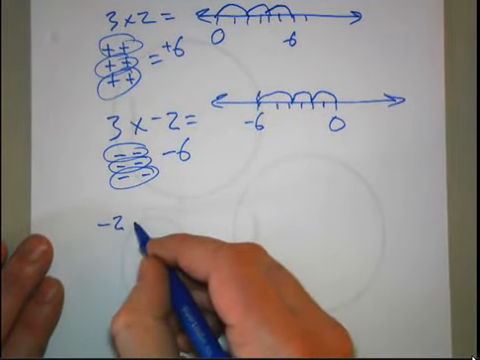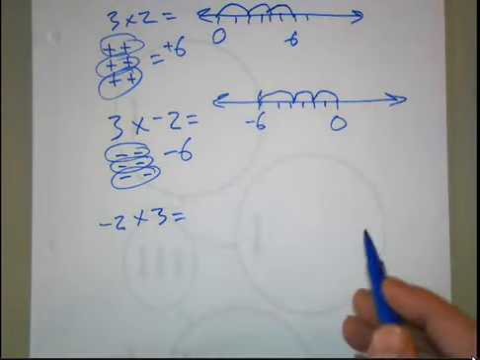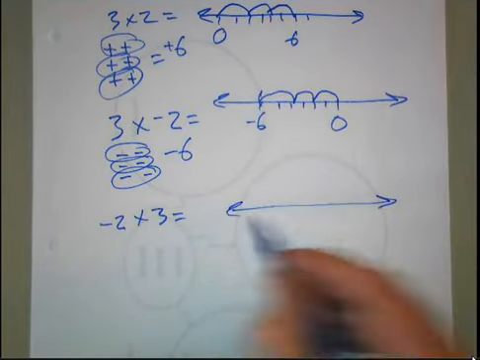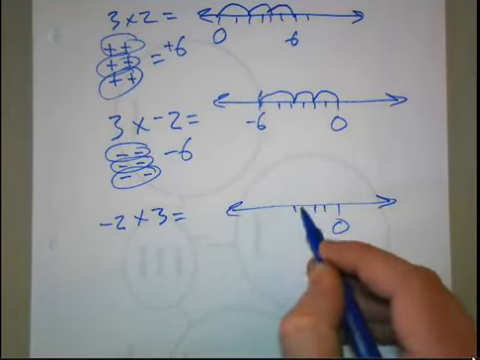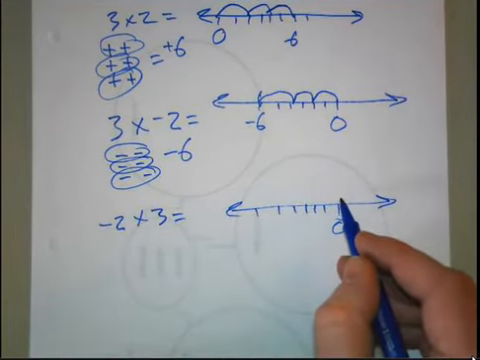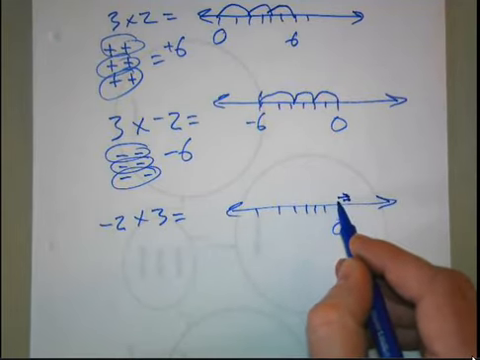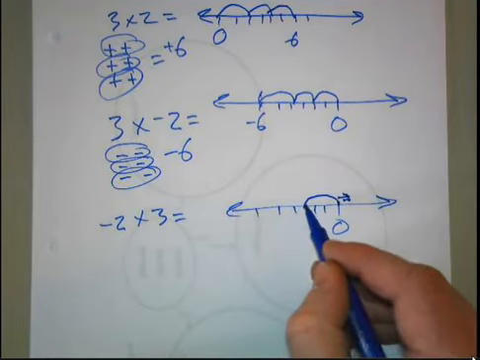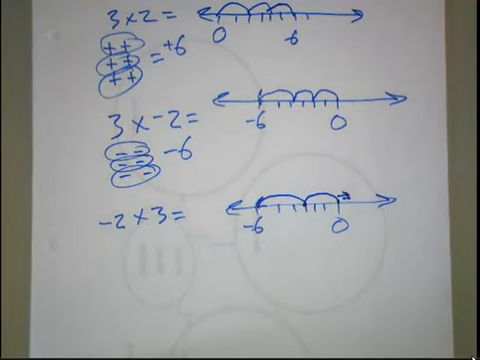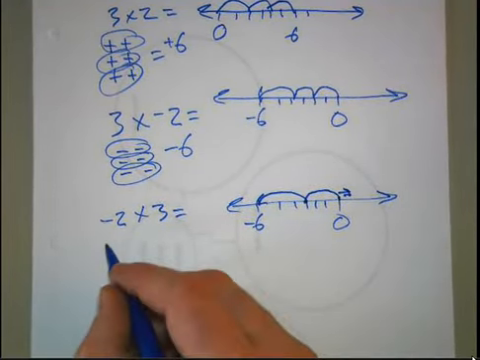Negative 2 times 3. And in this situation, you want to think of it this way. On a number line, you're negative 2. You're facing forward, but you're going backwards. Negative group of 3, negative group of 3. Where do I end up? Negative 6.